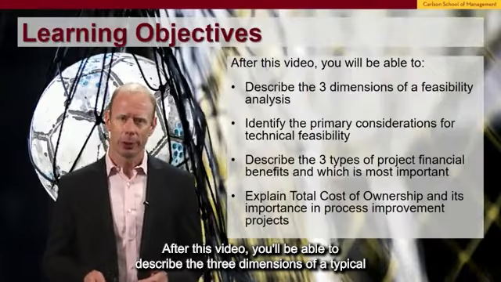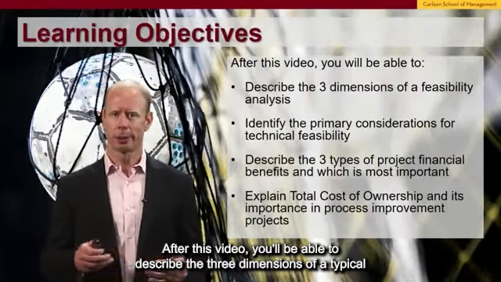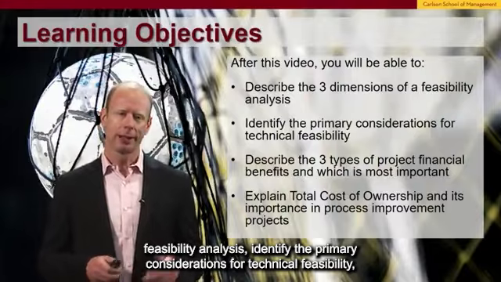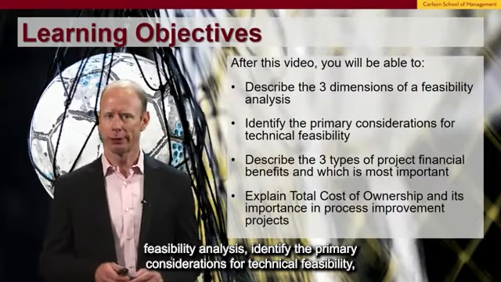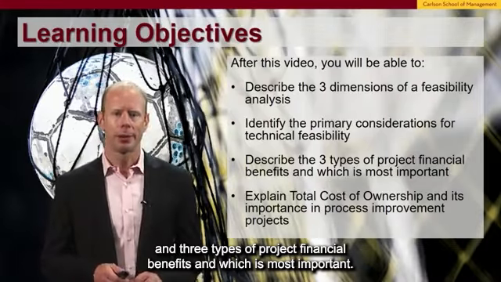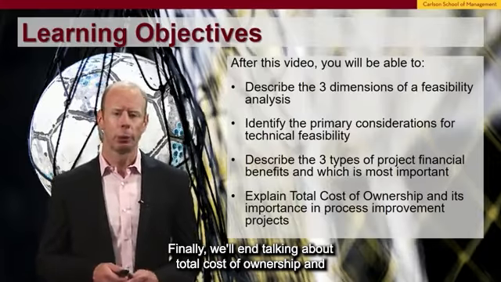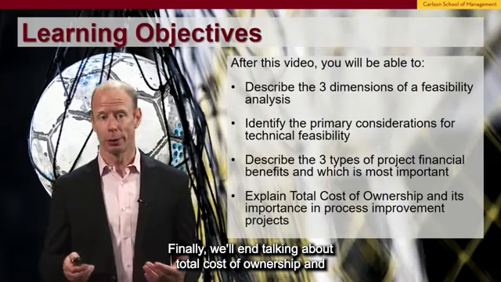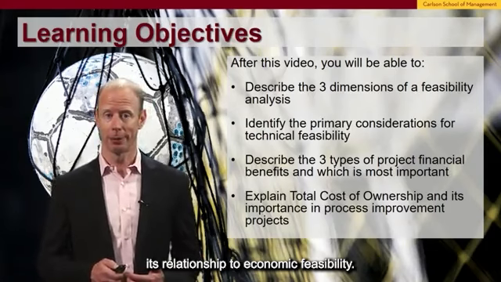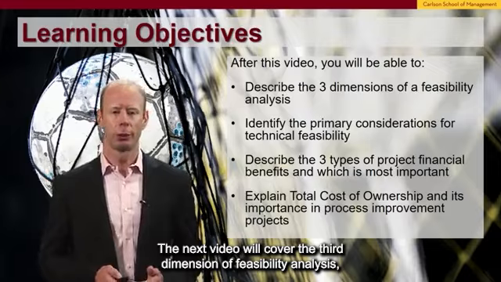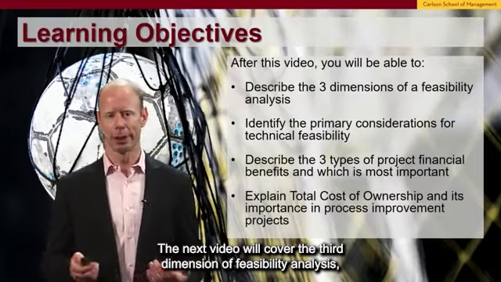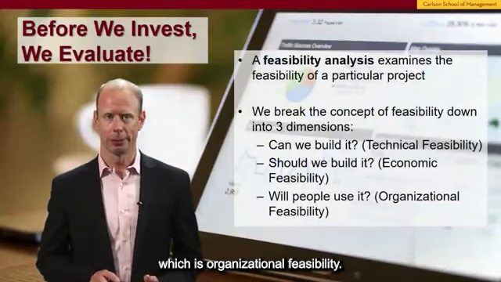After this video, you'll be able to describe the 3 dimensions of a typical feasibility analysis, identify the primary considerations for technical feasibility, and 3 types of project financial benefits and which is most important. Finally, we'll end talking about total cost of ownership and its relationship to economic feasibility. The next video will cover the 3rd dimension of feasibility analysis, which is organizational feasibility.